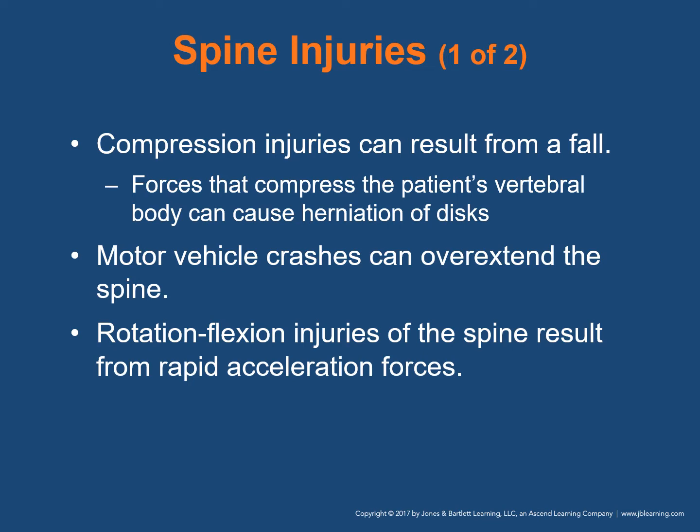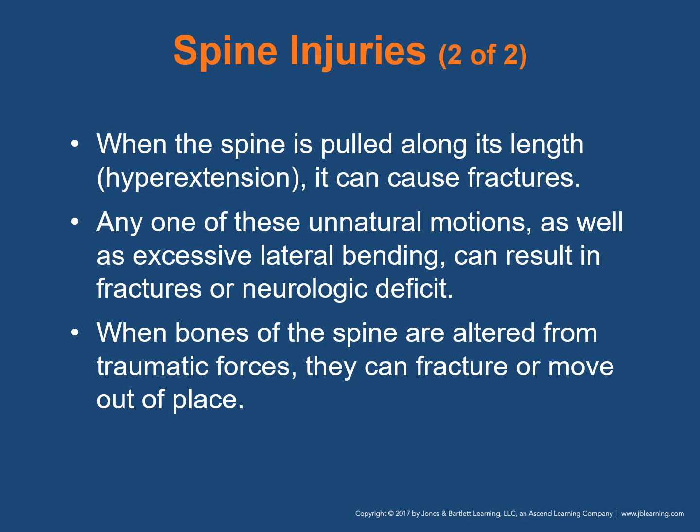Motor vehicle crashes or other types of trauma can overextend or hyperflex the cervical spine and damage the ligaments and joints. Rotation flexion injuries of the spine result from rapid acceleration forces. These are more likely to happen at C1 and C2. Injuries to this area of the spine are considered unstable due to the location and lack of bony and soft tissue support. Any one of these unnatural motions, as well as excessive lateral bending, can result in fractures or neurologic deficit.